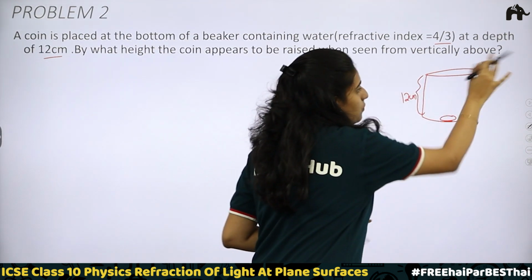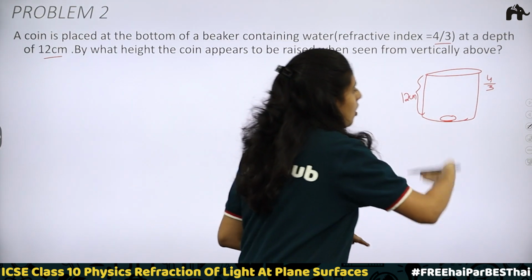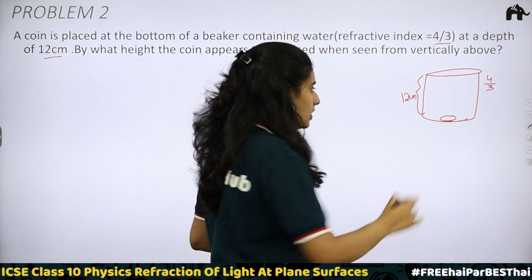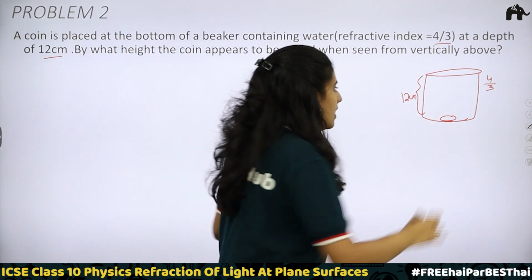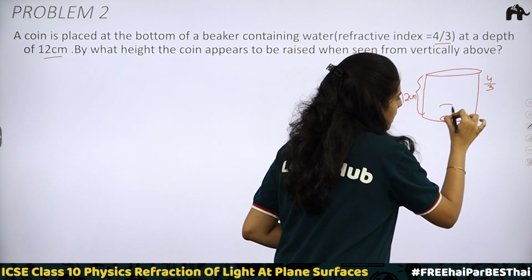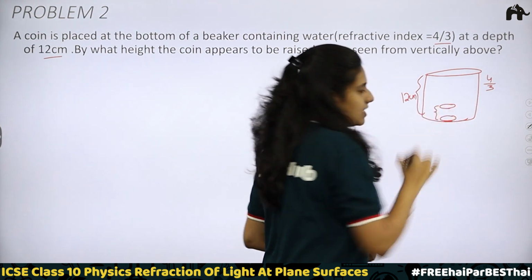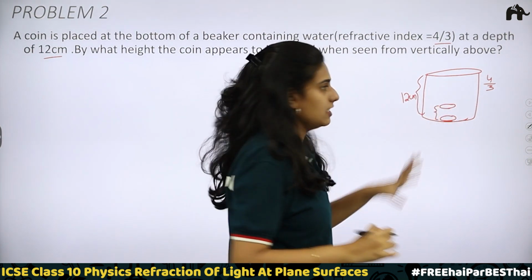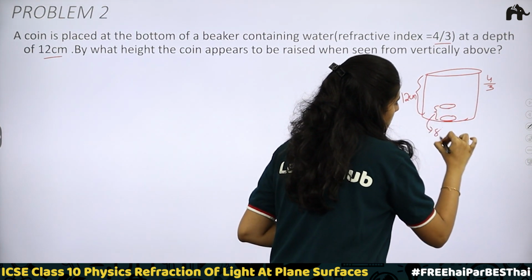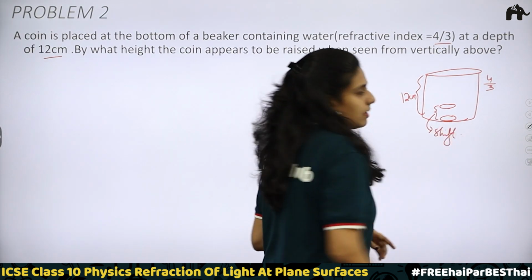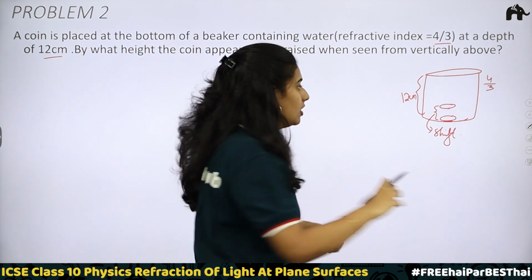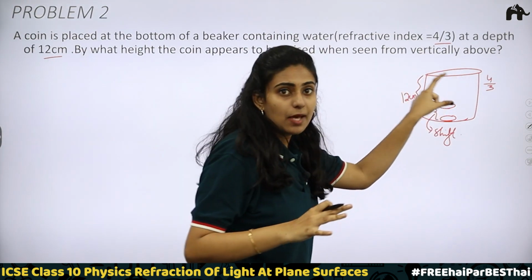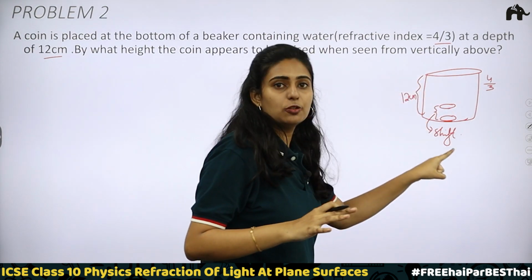Okay, when viewed from outside, you will see that the coin will appear to be raised. It will not be in the actual position. That is why you will be able to see the coin. It may be raised by some height. Okay, this height we have to determine. What is this height called? This is the shift. This shift we have to determine. How to find shift? Before that, we need to find the apparent depth. Only after knowing apparent depth, subtracting the apparent depth from the real depth, we'll be able to find the shift.